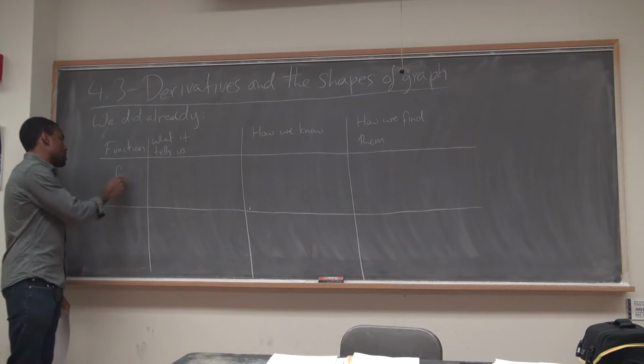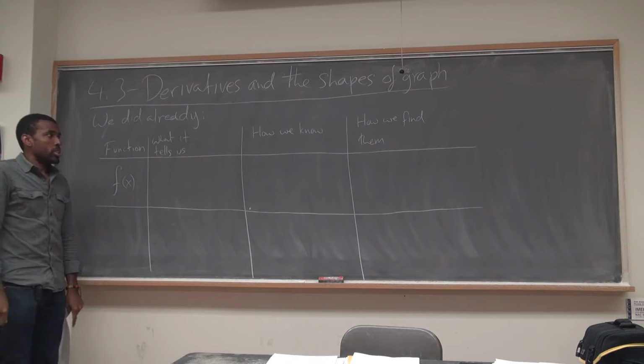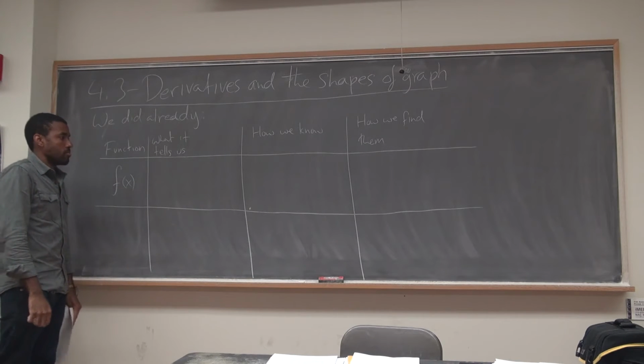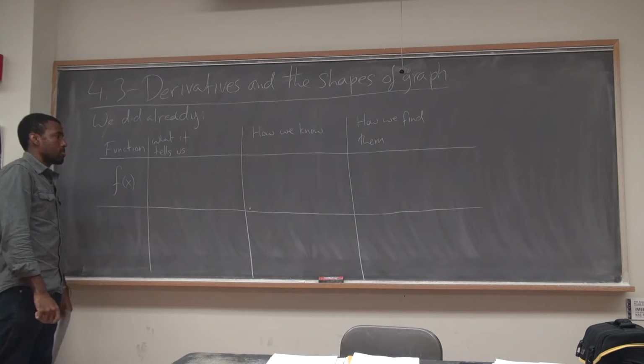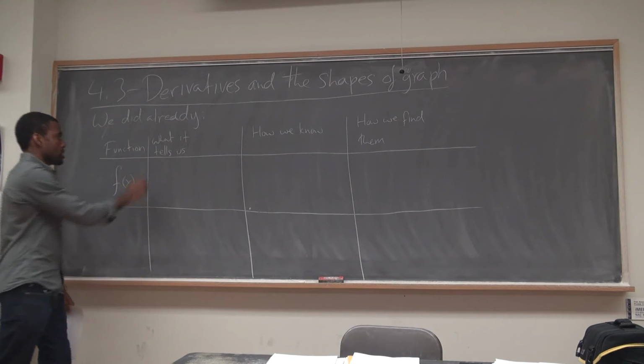So the original function f of x, what does it tell us? It tells us the coordinate on a graph. Right, it tells us points on the graph.